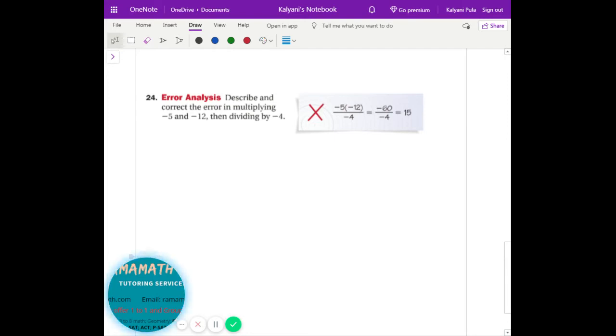Oh, so they multiplied and they didn't change the sign. It should have been 60, and then they should have divided that, and then they changed the sign. So right here, a negative times negative should have been positive 60, right? Good work. So then it has to be a negative 15 there. Whenever we're able to find the error in the question, that means you're understanding these questions really well. Good work.